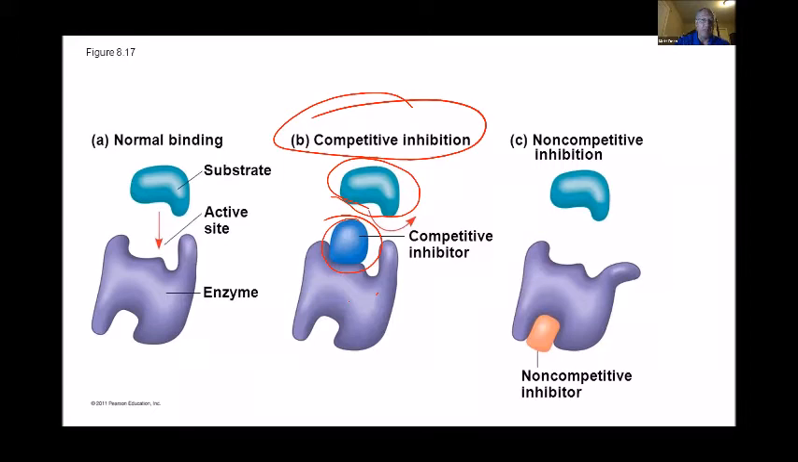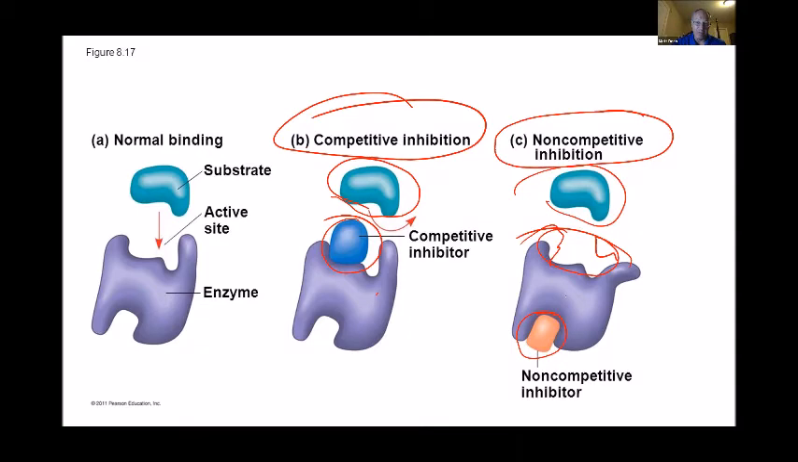The reaction doesn't happen. Now, there is also another kind of inhibitor called the non-competitive inhibitor. These are non-competitive because they're not binding to the active site. It's still open. They bind to some other site on the enzyme. Sometimes it's like an allosteric or a feedback site. And when they bind there, that actually causes this active site to change shape a little bit. And when it changes shape, the substrate still can't get in there.